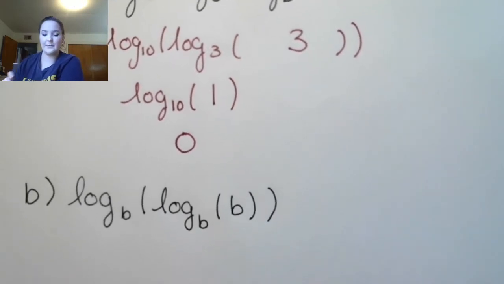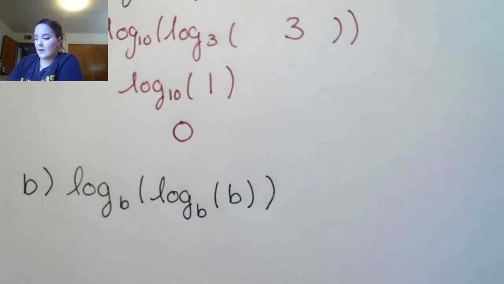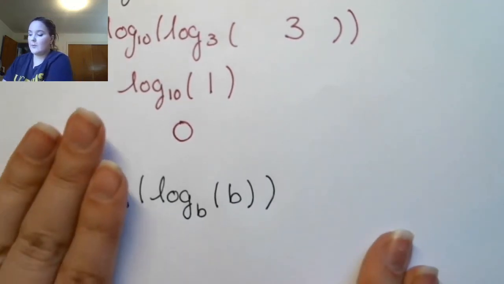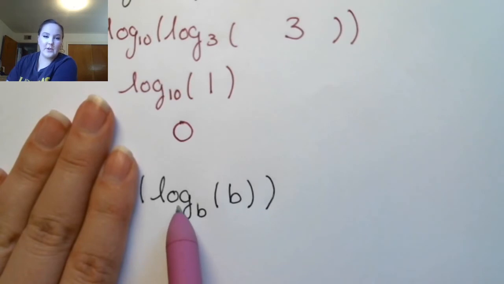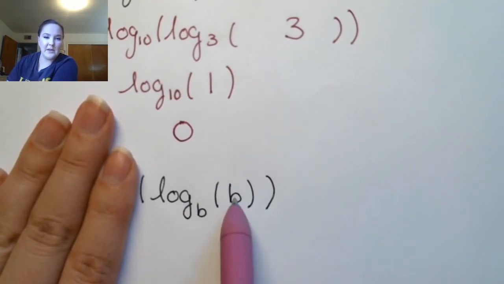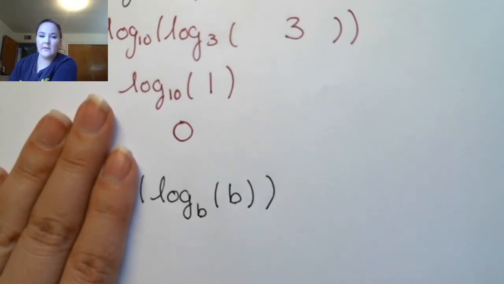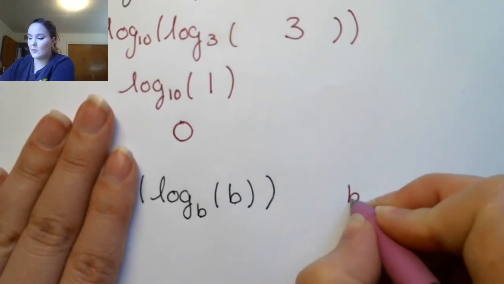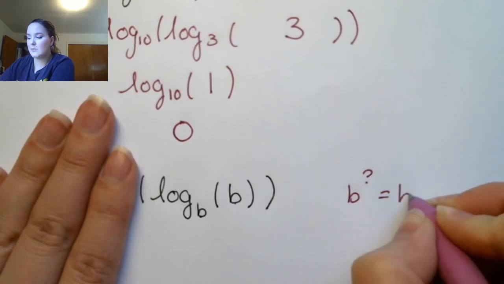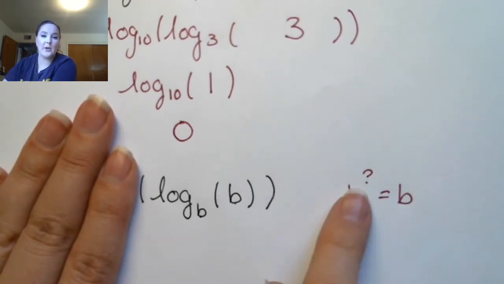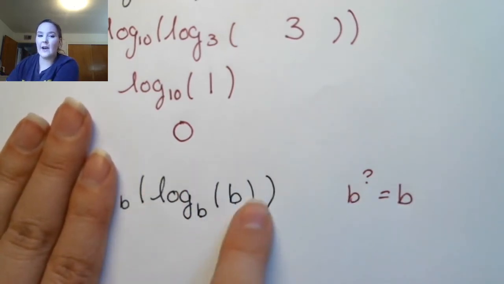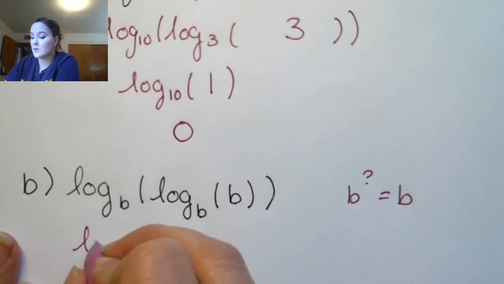Okay, all right, now that you've tried this yourself, the first question, again, we're ignoring the outside function and we're just saying, what is log base b of b? So what power of b gives me b as an answer? Well, we know that this is 1, so I'm going to evaluate this, and my answer that I get is 1.